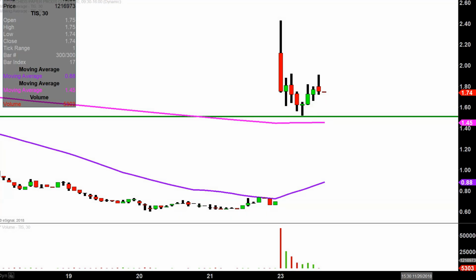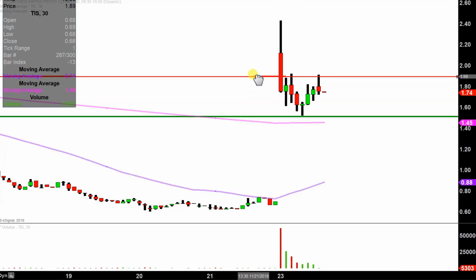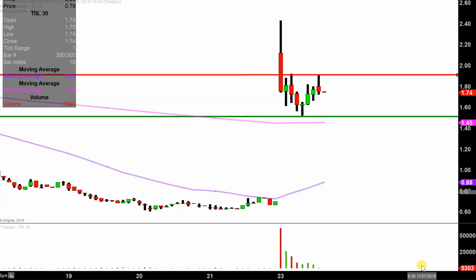What about levels of resistance? As far as where the sellers are hanging out in the very short term, sellers made themselves quite apparent right there at the $1.90 mark. After the price fell back below that area during the first 30 minutes, it a couple of times tried to get back up above it, but just never quite could. So $1.90 is going to be that near-term level of resistance.